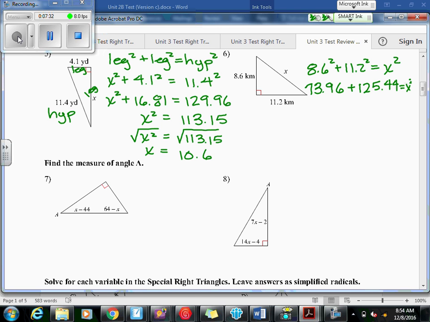So the 125.44 plus 73.96 equals 199.4, which is equal to x squared. Now again, you have to take the square root of both sides. When you take the square root of that, you get 14.1 is the approximate value for x.